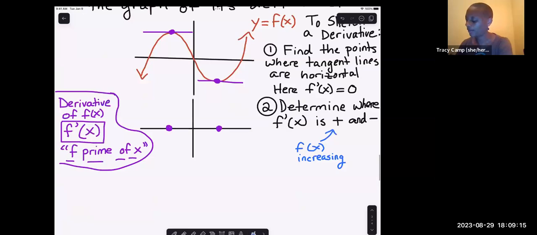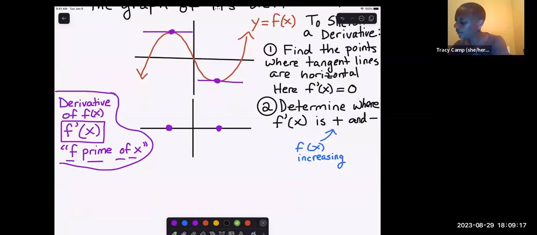So right here, that means I'm looking for where my function is decreasing. So that's what I'm doing. When my function is increasing, that means my derivative is above the x-axis. And when my function is decreasing, my derivative is below the x-axis.